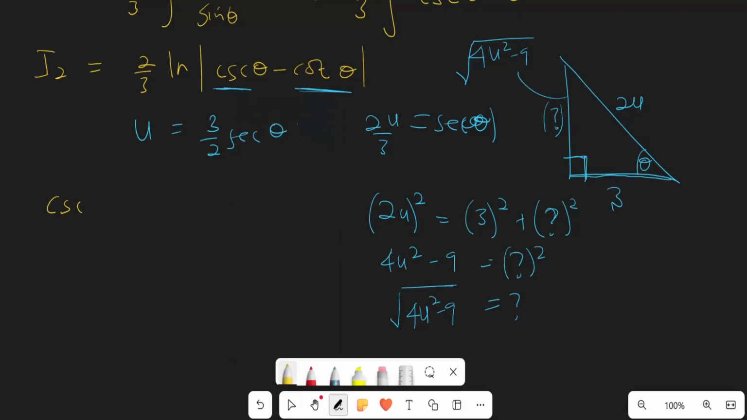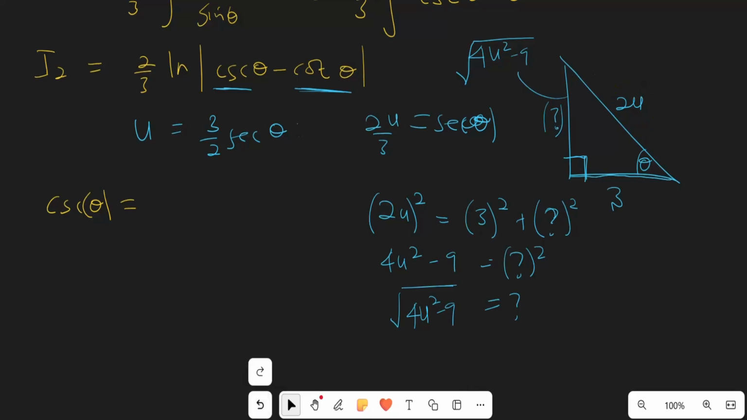Now cosecant theta. Cosecant theta is equal to 1 over sine. Sine is opposite over hypotenuse. So cosecant is going to be hypotenuse over opposite. So hypotenuse is 2u. Opposite is square root of 4u squared minus 9.